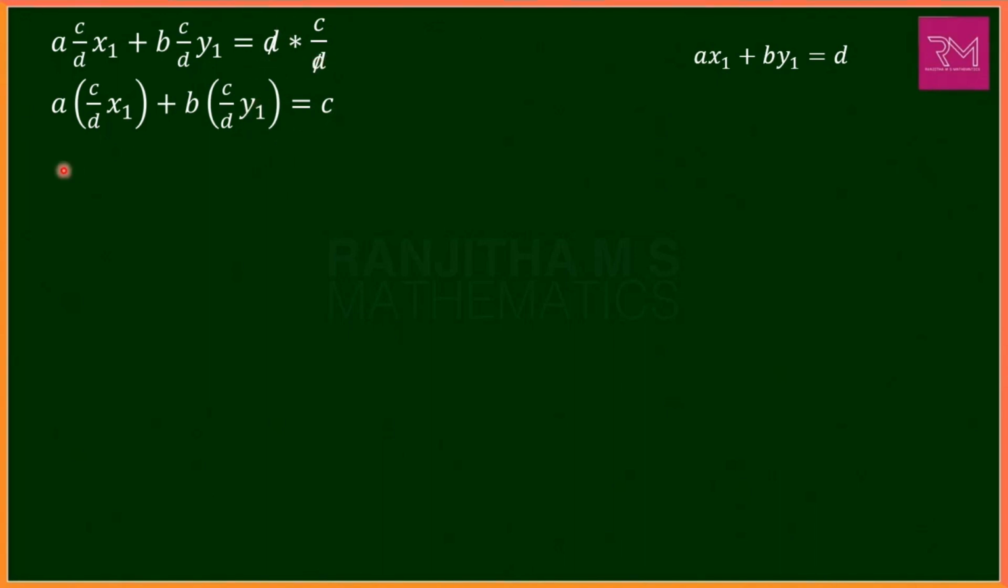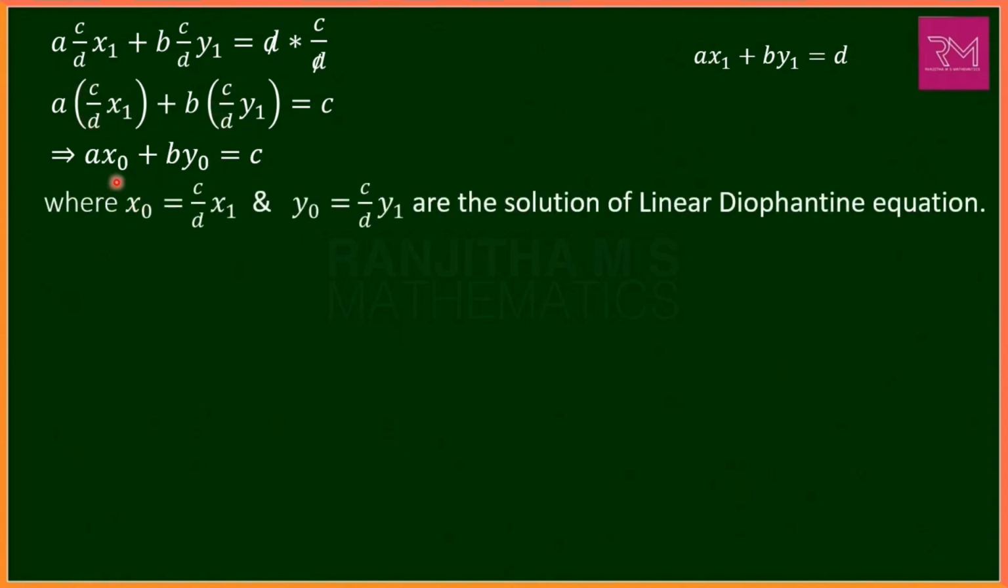Here, a·(c/d)·x1 + b·(c/d)·y1 = c, which implies a·x0 + b·y0 = c. Take this value as x0 and this value as y0, we get ax0 + by0 = c, where x0 = (c/d)·x1 and y0 = (c/d)·y1 are the solution of the linear Diophantine equation. If we do this procedure, we get an equation of the form ax0 + by0 = c, where x0 = (c/d)·x1 and y0 = (c/d)·y1, which is the solution for the linear Diophantine equation.